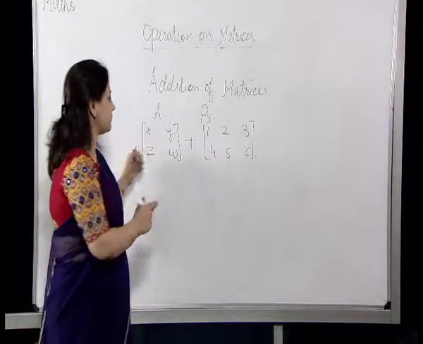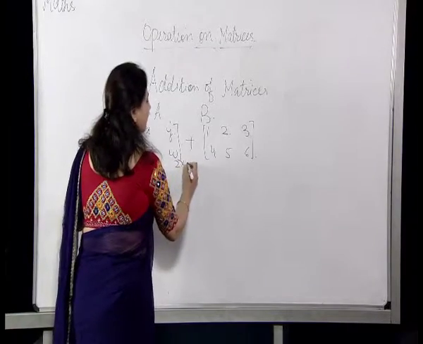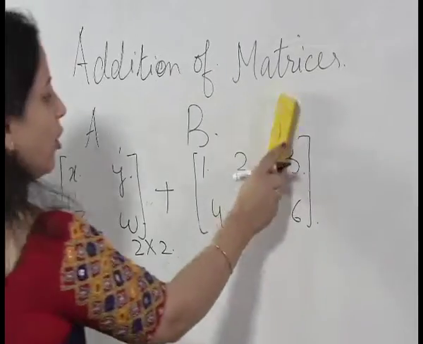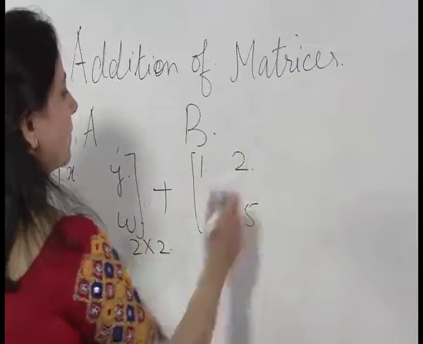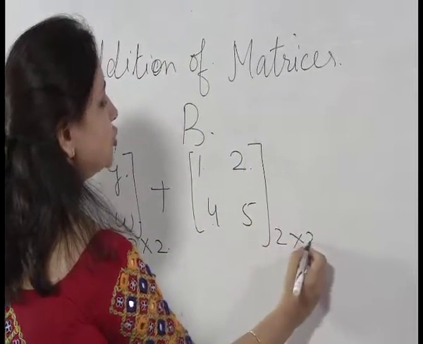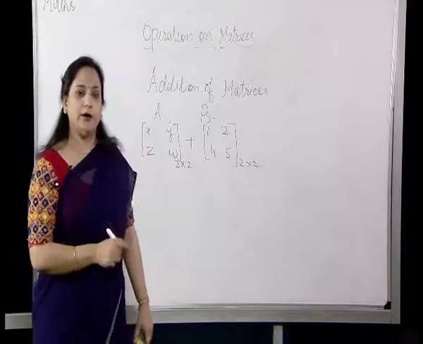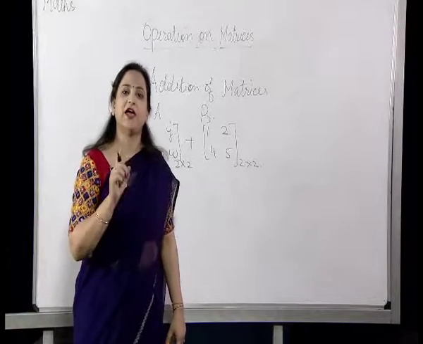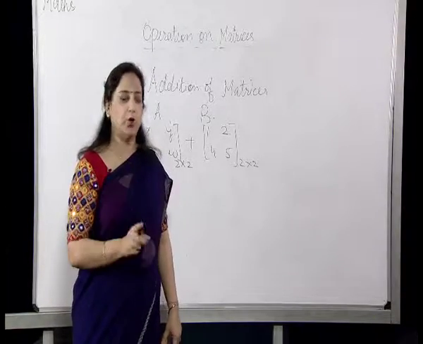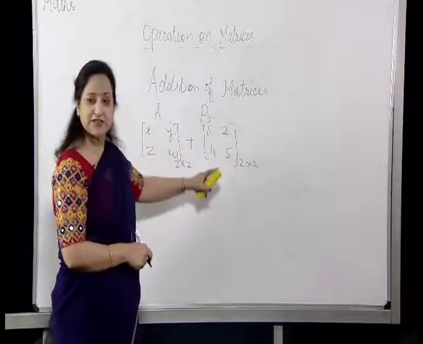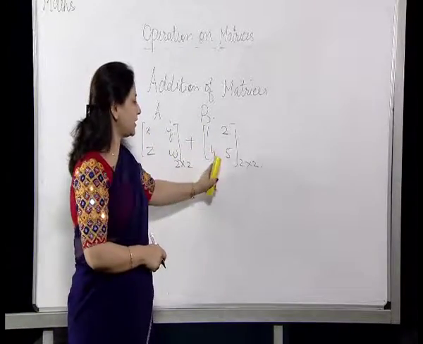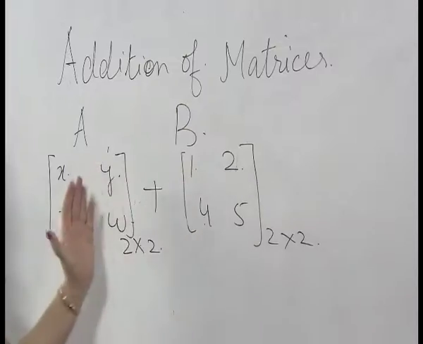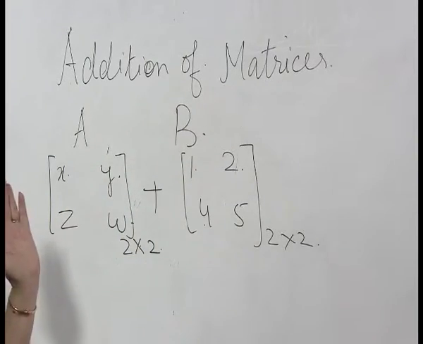That means if A is a matrix of order 2 by 2, B should be also the matrix of same order 2 by 2. So this is the important point. We can add the two matrices only if they have same order. That is the important point. So you have seen why it is important to have the order same. So now you can easily add up the elements of A with elements of B.